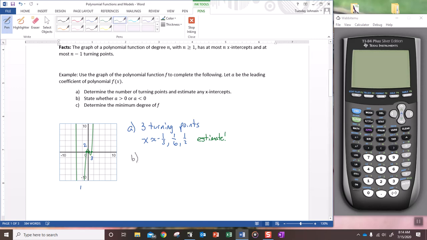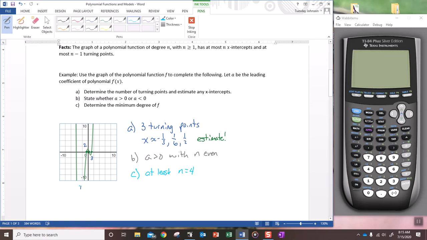All right, part B. Because both ends of the graph finish facing up, I would say that if both ends finish up, it's even, right? Because it's even, both sides are the same. So A must be positive with n even. All right, we could tell that. And part C, determine the minimum degree. If there are 3 turning points, then it must be at least degree 4. It has to be an even number.